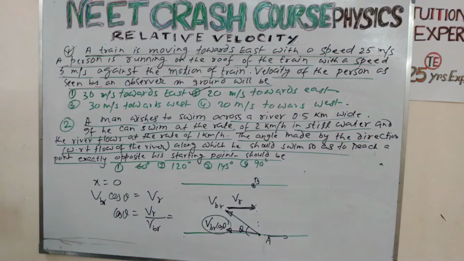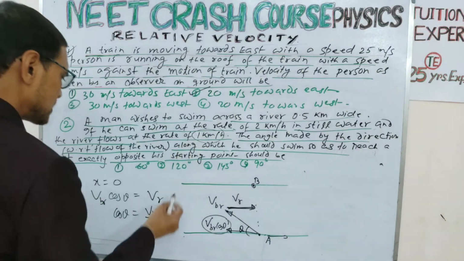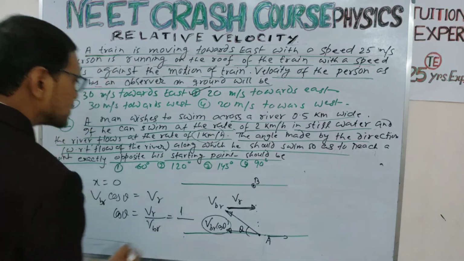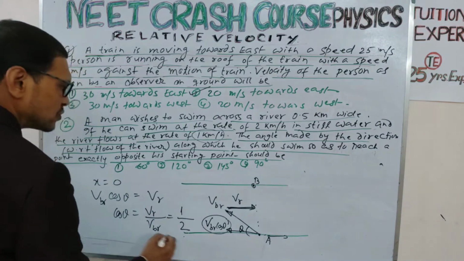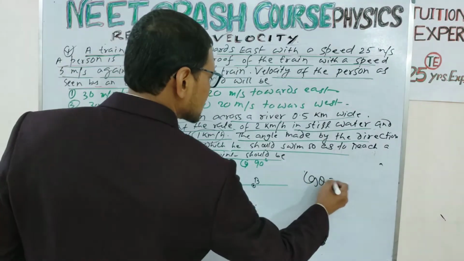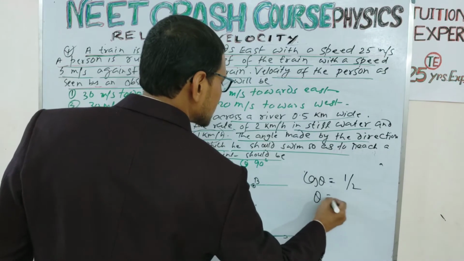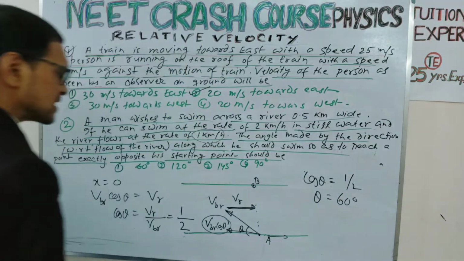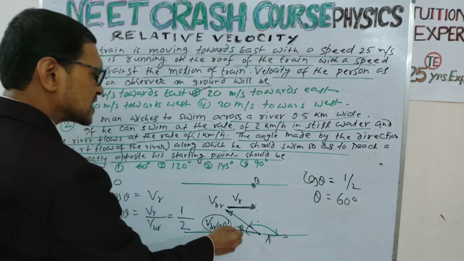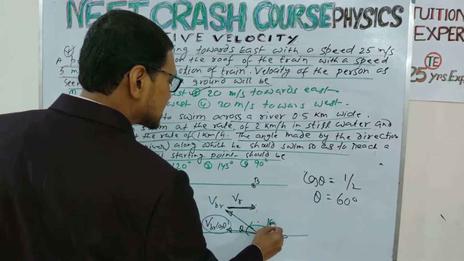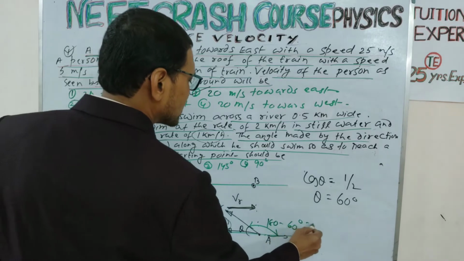Now what is VR? VR is 1 kilometer per hour, and VBR is given as 2. So cos theta equals half, which means theta equals 60 degrees. Now this angle is 60 degrees, so the angle with the flow of the river is 180 minus 60, that is 120 degrees.